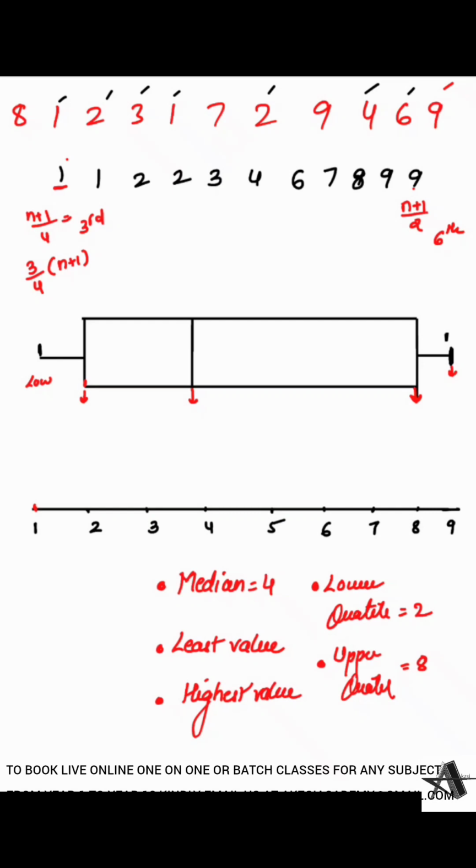So why do we draw a box plot? The meaning is the same as why we draw any graph: to get an idea about the data just by looking at it at a glance.